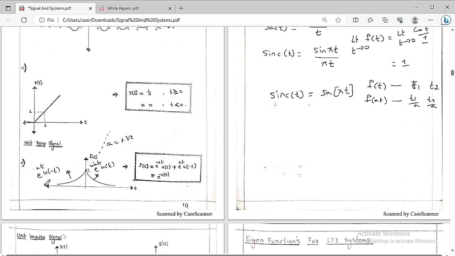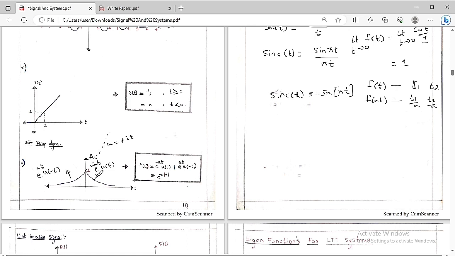Listen carefully. This total graph is nothing but e to the power of at, an exponential. But I want only from minus infinity to 0, so I have to multiply by u of minus t, because u of minus t exists only from minus infinity to 0. If you multiply these two things, this is the signal that we get.